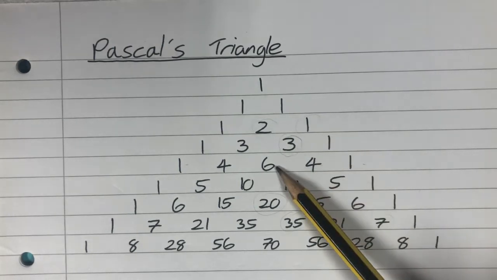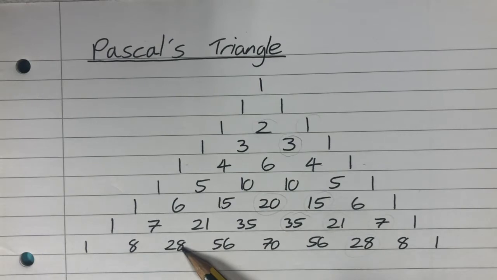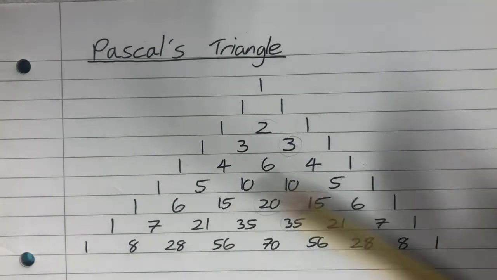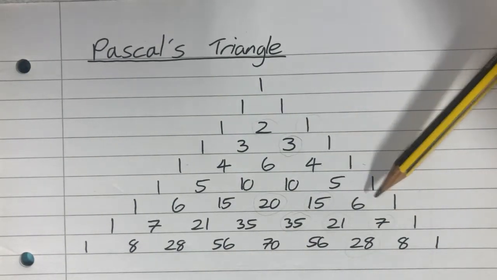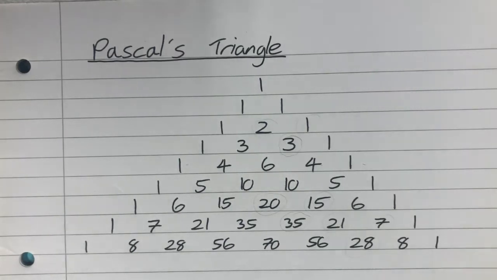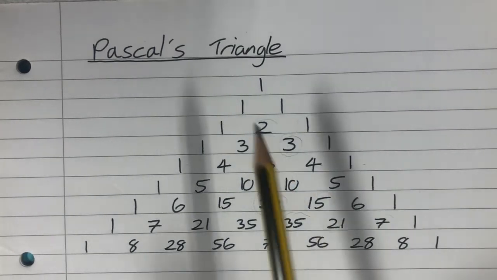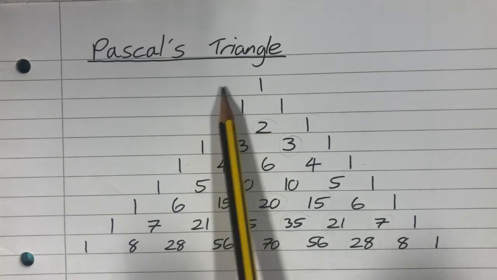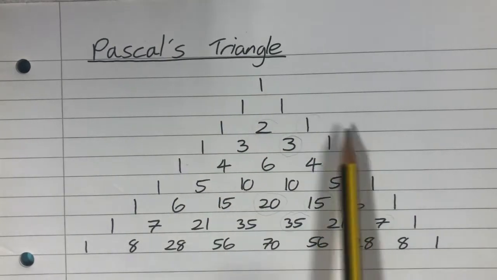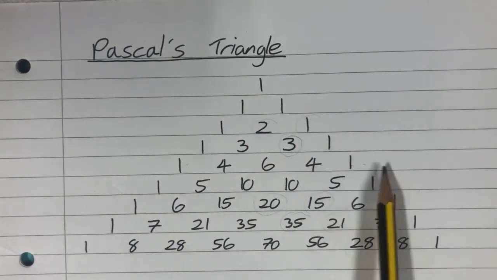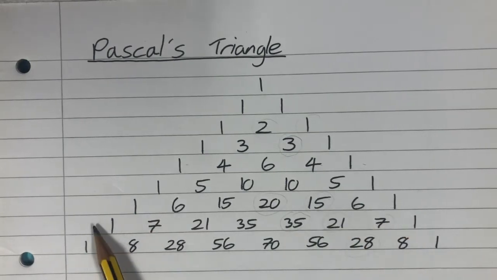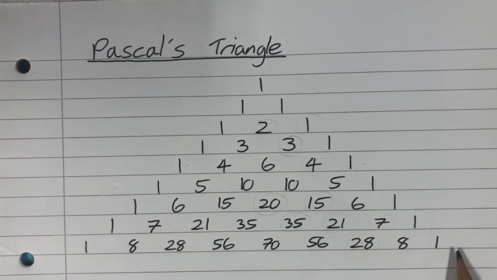So 1, 3, 6, 10, 15, 21, 28. Okay, they're the triangle numbers. And each of these actually creates its own pattern. Or we could look at the rows. So that sums to 1, that sums to 2, that sums to 4, that sums to 8, that sums to 16, 32, 64, 128. And if you add those numbers together, they sum to 256. You see the powers of 2.